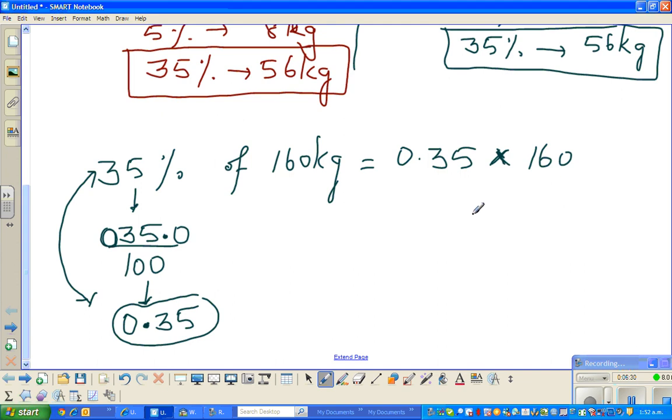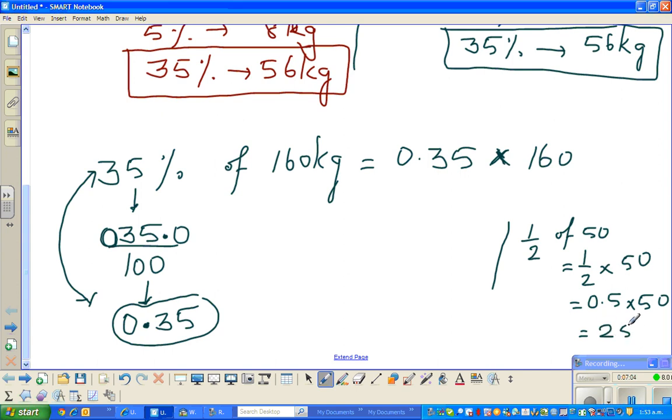Okay. I don't like to explain that way, but I'll show you. Suppose, what is half of 50? Which is, you can multiply, this is half times 50. And half is 0.5, so 0.5 times 50. So of you can take as times, and that is 25. So 0.5 times 50, or half times 50, is 25.